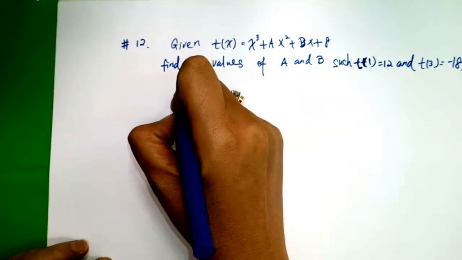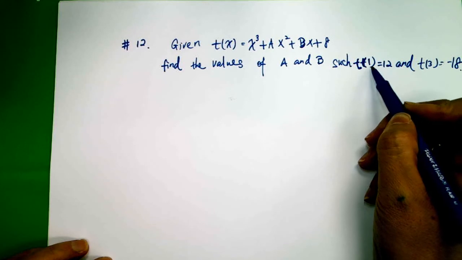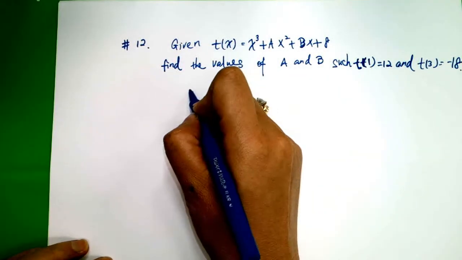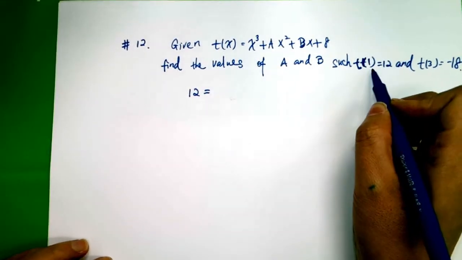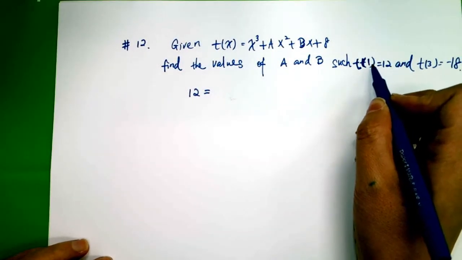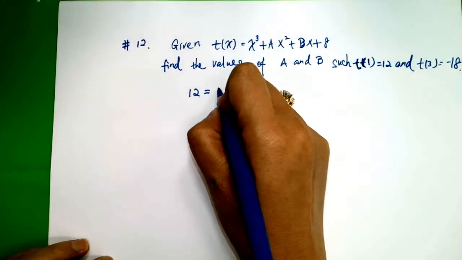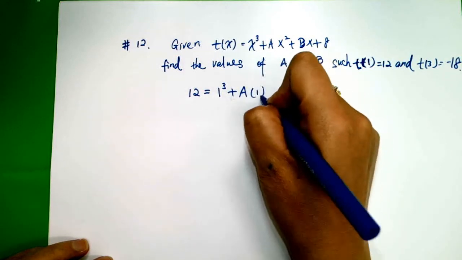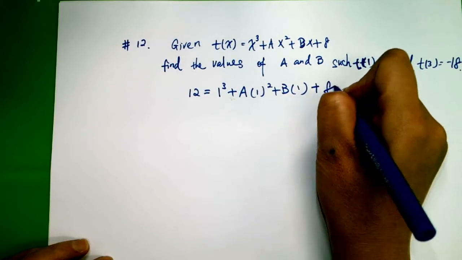So the first one, T(1) equals 12. That means when x equals 1, the whole equation equals 12. So we're going to have 12 equals x cubed becomes 1 cubed, because they want you to use 1 to replace this x. So you have 1 cubed plus a times 1 squared plus b times 1 plus 8.